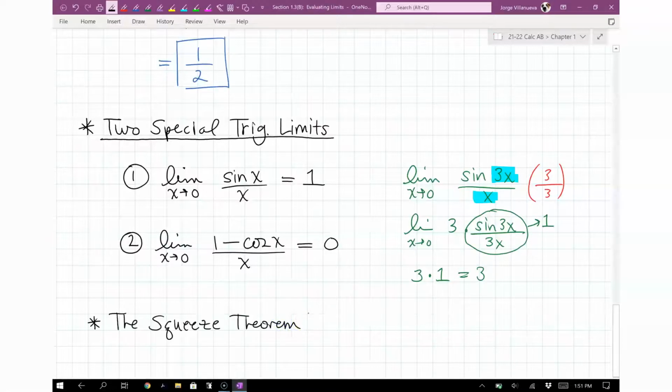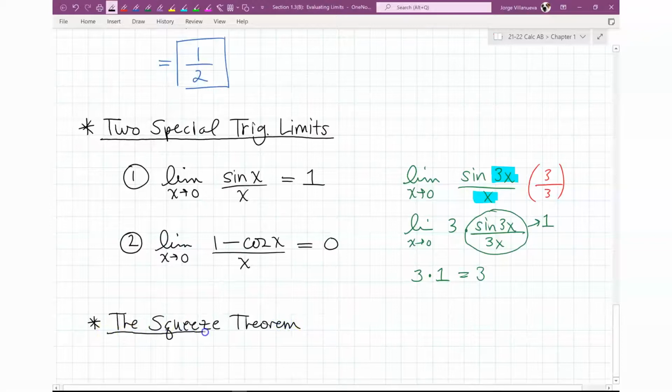What time is it? 1:51. We get out of here at 2:07, right? I think.